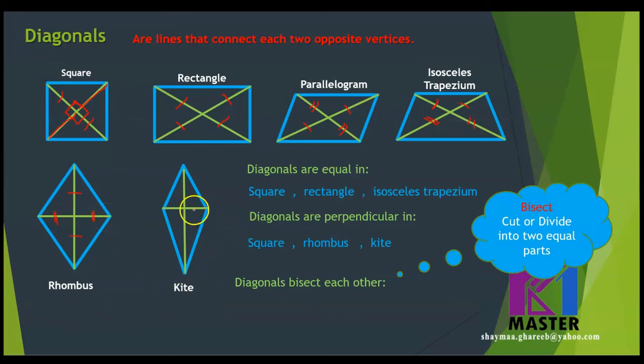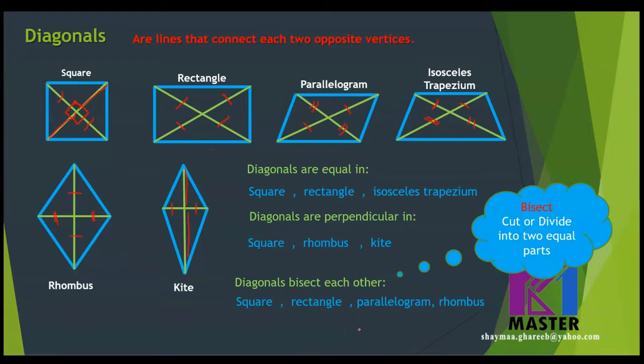What about the kite? In the kite, this part is equal to this one. But is the other diagonal cut into two equal parts? What do you think? Is this part equal to this one? No. So we cannot say that the diagonals bisect each other in the kite. So diagonals bisect each other in the square, rectangle, and what do you think? Parallelogram and the rhombus. Is this clear?